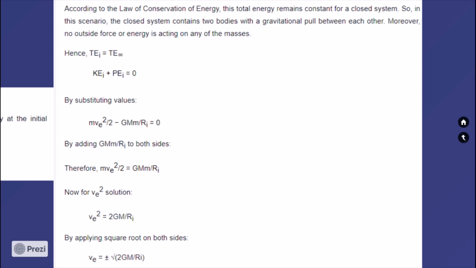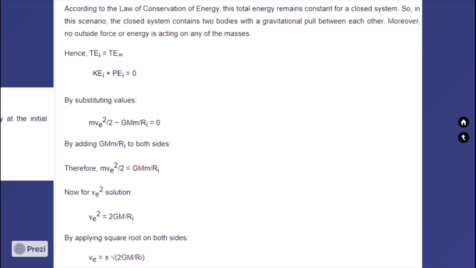Now, according to the law of conservation of energy, the total energy remains constant for a closed system. So, in this scenario, the closed system contains the two bodies with the gravitational pull between each other. Moreover, no outside force or energy is acting on any of the masses. Therefore, the total energy of the body on the Earth's surface is equal to the total energy of the body at infinity.